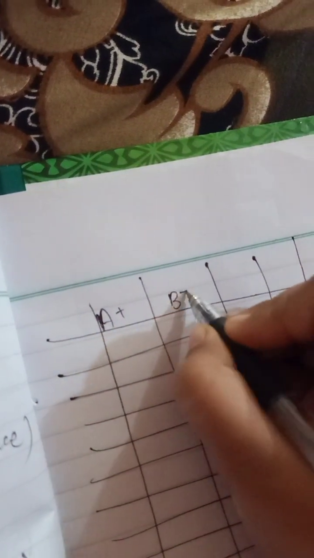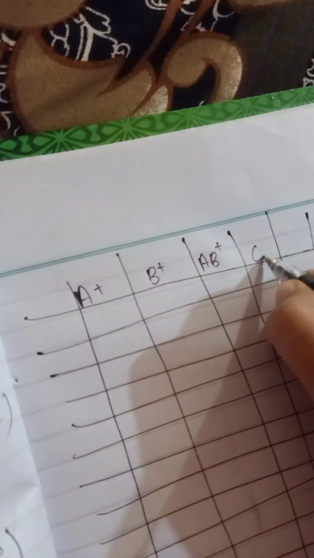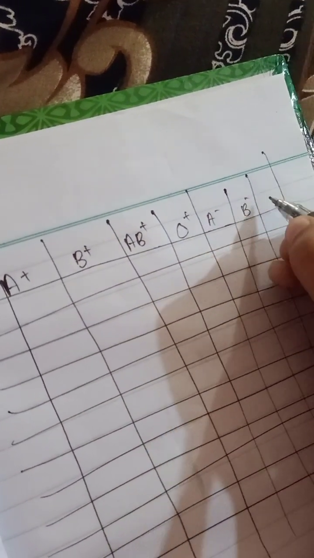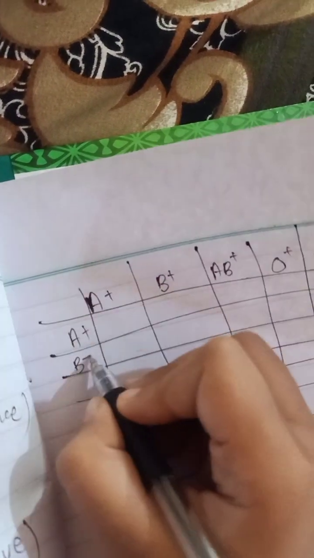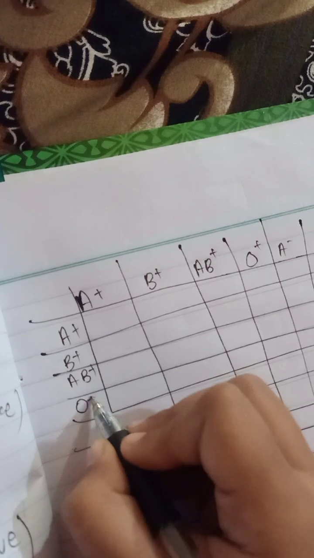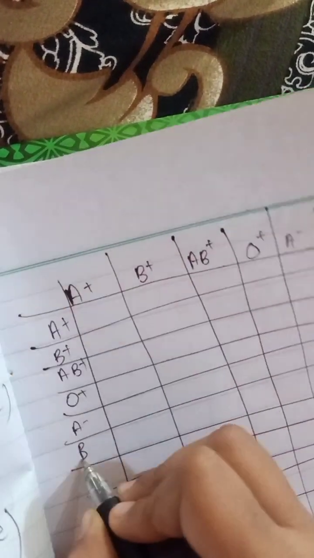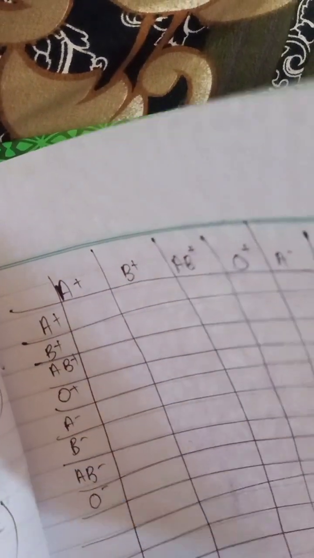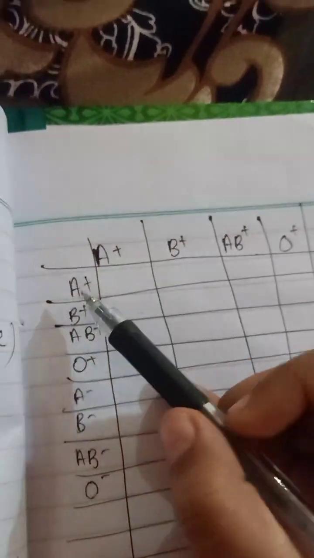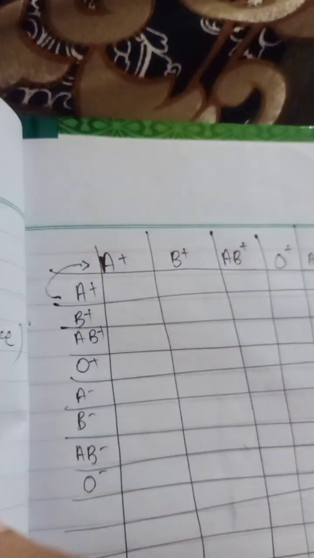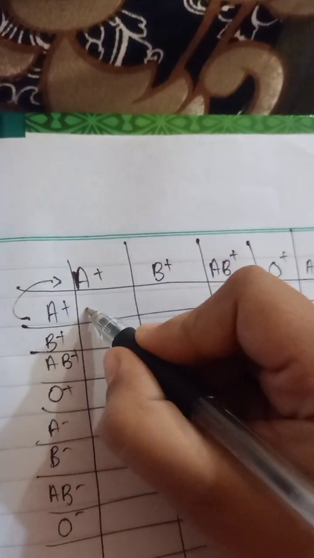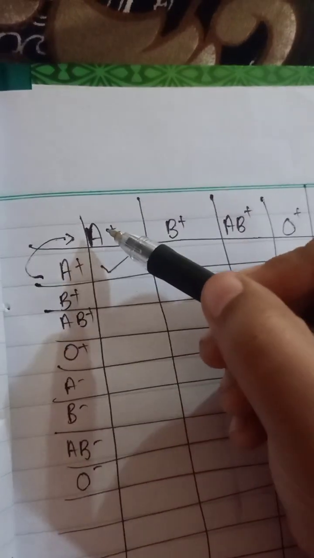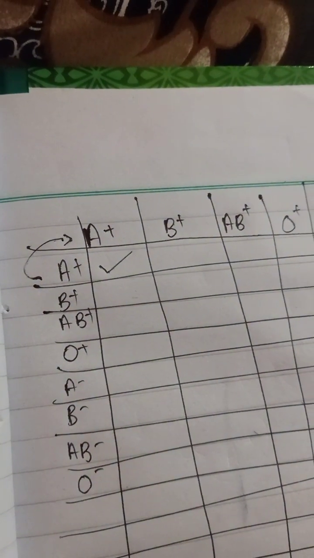So this is A positive, B positive, AB positive, O positive, A negative, B negative, AB negative, and O negative. First of all, A positive can give blood to A positive. Yes, it can give, because A will have the antibody of B, so it can easily give.